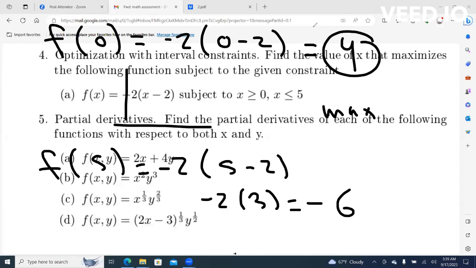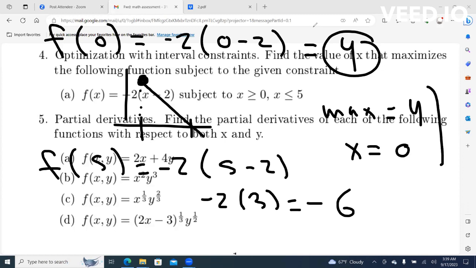We don't have to graph. I'm just saying, if we have some sort of an interval, with a straight line, the maximum is just going to be at the corner of that interval. We have a max of 4 when x equals 0. So we can move on instantaneously.